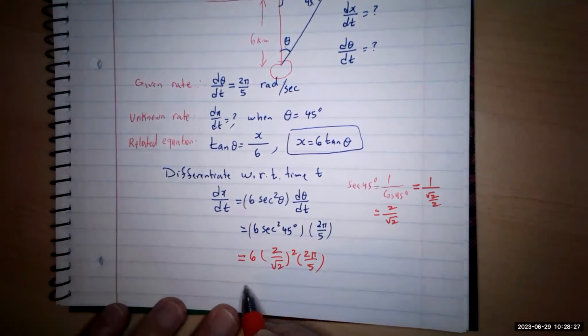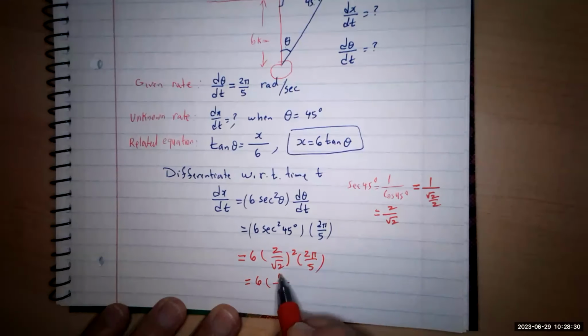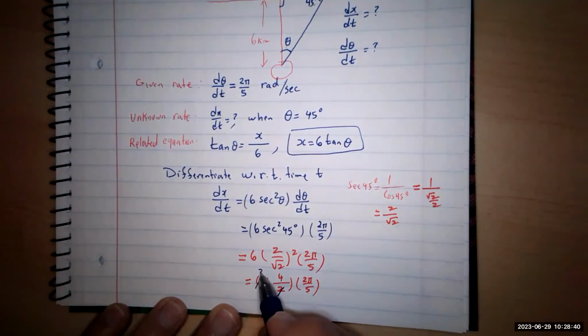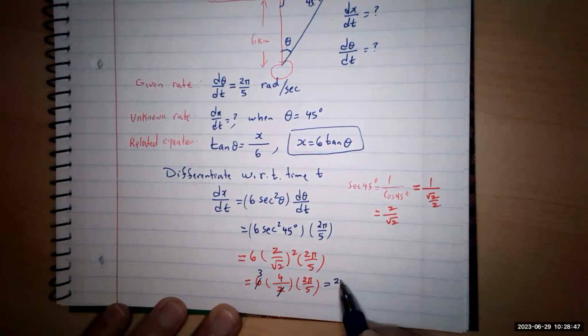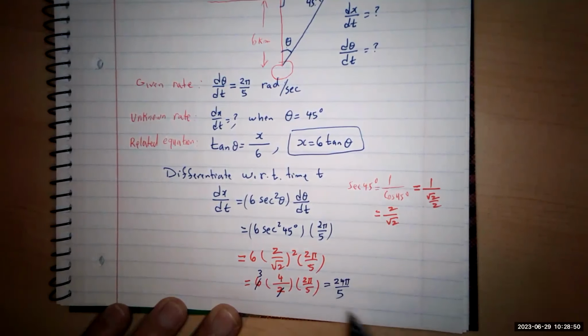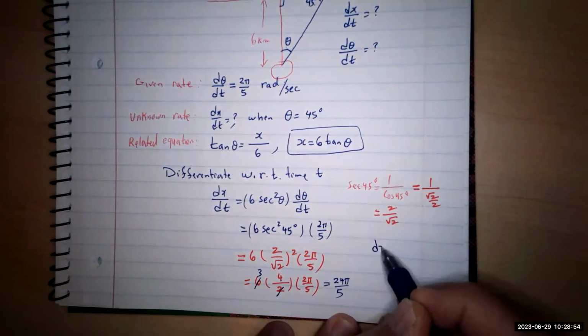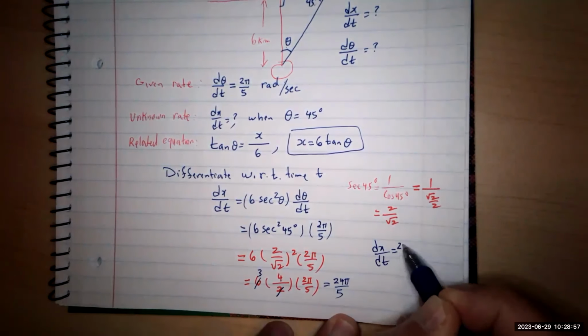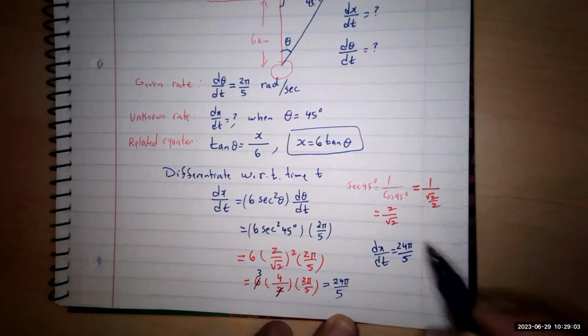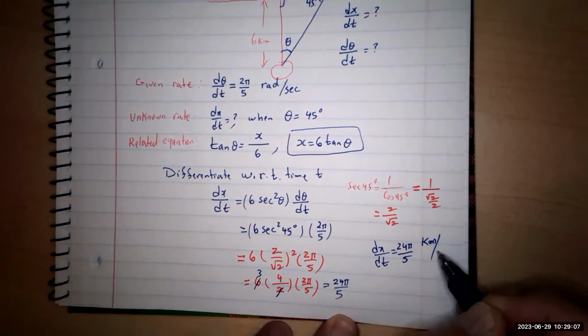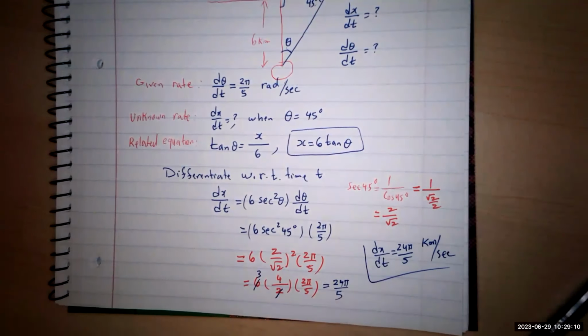Okay, radical 2 over 2 squared, so that gives you 6 times 4 over the square root of 2 squared, which is 2, times 2 pi over 5. Simplify by 2, that gives you 1, and that gives you 3. 3 times 4 is 12. 12 times 2 is going to be 24. 24 pi over 5 is going to be the final answer. So this is going to be the rate, the speed of the radar beam. Of course, the distance was in kilometers and the time is in seconds. So this is the rate or the speed of the beam of light.